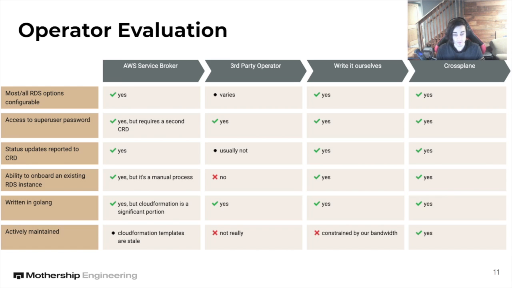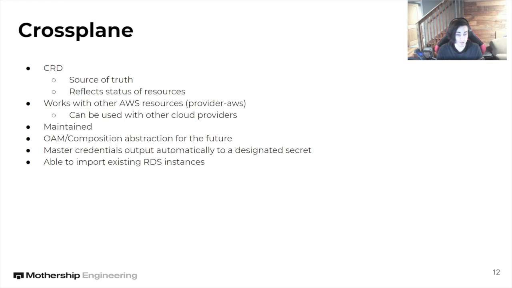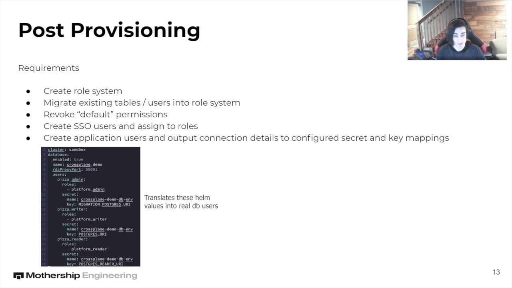Upon evaluating the various options available to us, all of them had some requirement misses and required not insignificant time investments to get up and running, with the exception of Crossplane. Crossplane keeps the source of truth as a Kubernetes resource and allows us to subscribe to changes on that resource. Additionally, future platform initiatives involving other AWS resources could also leverage the framework, and it's actively maintained and written in Golang.